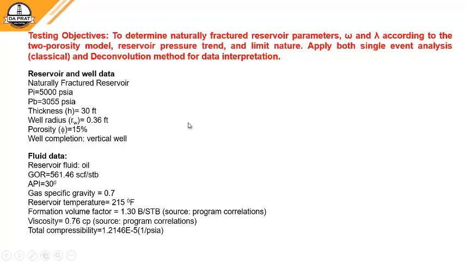Okay, let's start with the objective of the test, so you're going to have an idea how the method is going to work, the interpretation process, I mean. So we need to determine the naturally fractured reservoir parameters, omega and lambda, according to the two porosity model. There are other models for naturally fractured reservoirs, even three porosity, but in this case we're going to use this one here. In addition to that, you need to determine the reservoir pressure trend and the limit nature.